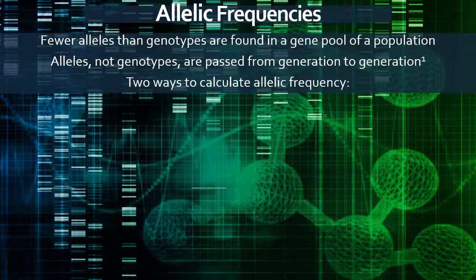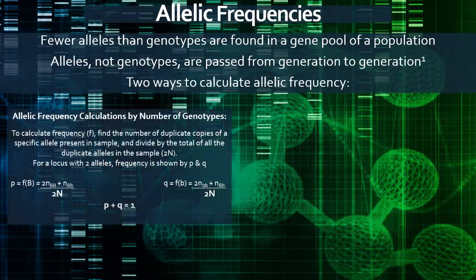Fewer alleles than genotypes are found in a gene pool of a population. Alleles, not genotypes, are passed from generation to generation. There are two ways to calculate allelic frequency. The first way is by the number of genotypes. To calculate frequency, find the number of duplicate copies of a specific allele in a sample and divide by the total of all duplicate alleles in the sample. For a locus with two alleles, the frequency is shown by P and Q. Note that P plus Q equals 1.